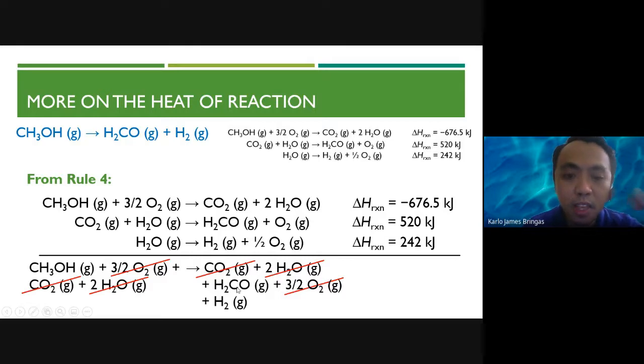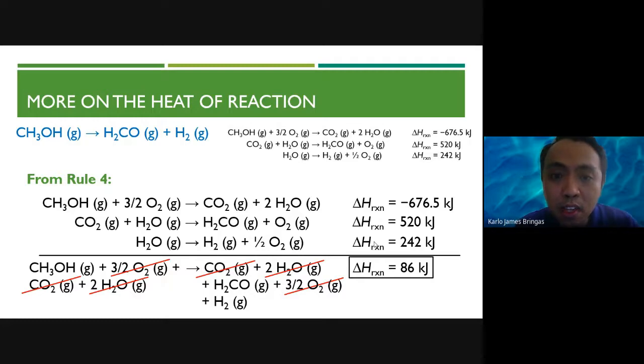So once we're sure that the sum is already the same as our target, we can now safely add all of the delta H Rxns together. So adding them all up, we get the value of delta H Rxn, which is 86 kilojoules.